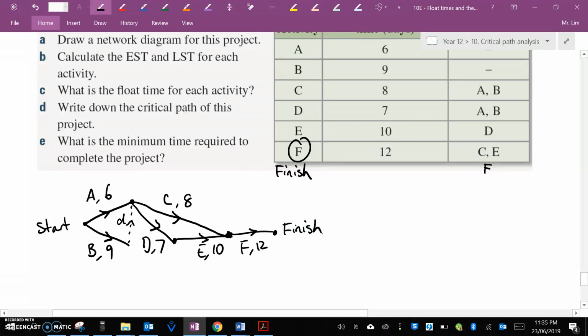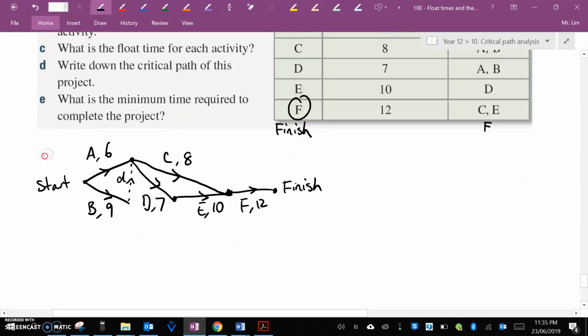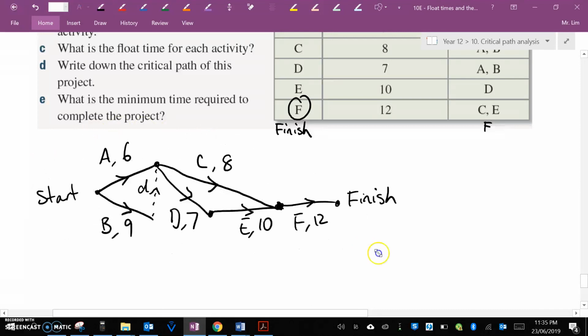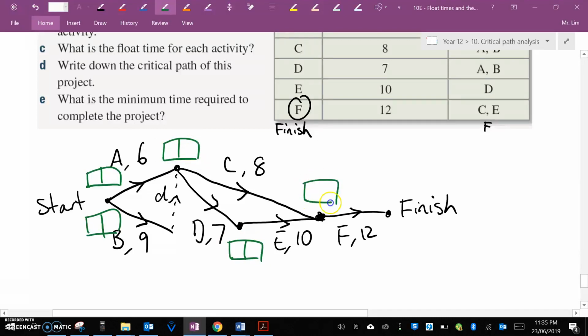Okay, so now that I've drawn my network diagram for this project, we can calculate the EST and LST for each of these. So I'm just going to enlarge this so I've got more space. Okay. So remember, we need to draw these boxes for each node, but at the very start node, if there's more than one edge coming out of the start node, we need a separate box for each edge. Okay. So we're going to start with 0.